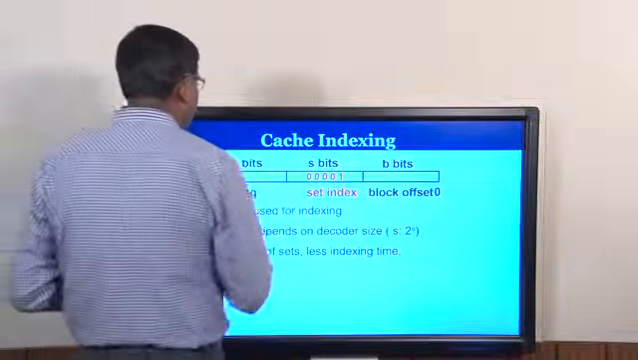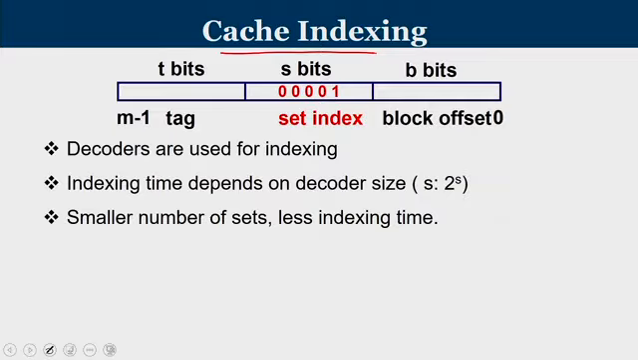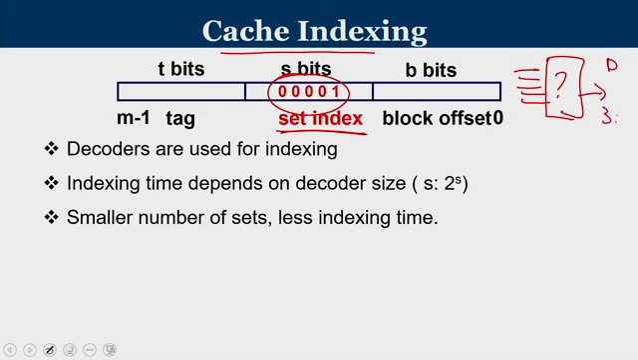So, cache indexing. Looking at the address, our first duty is to find out the set index. It is a few bits, in this case 5 bits, which are passed on to a unit that will choose one among the 32 sets. So it is basically a 5:32 decoder.